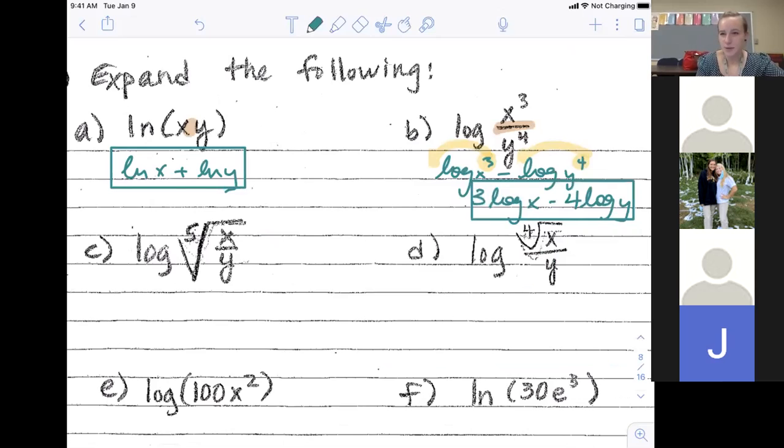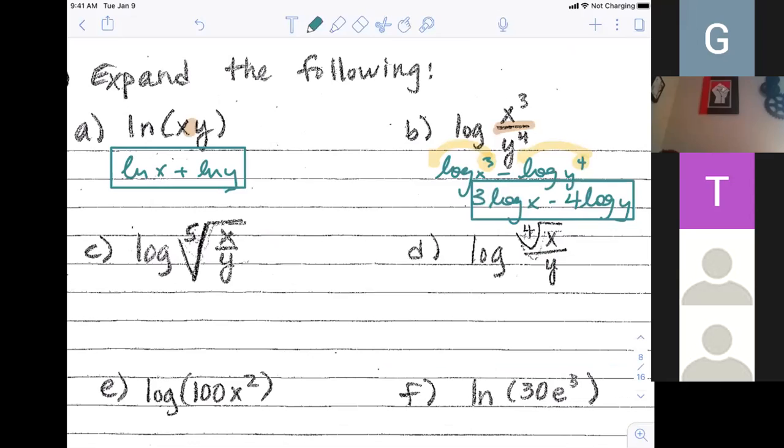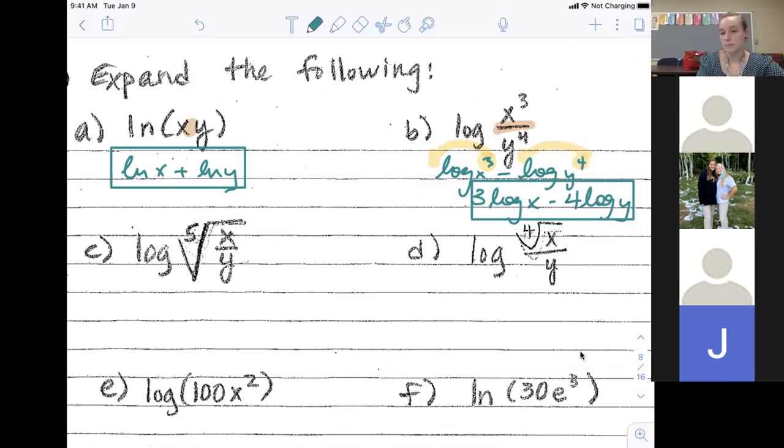Am I moving too fast, or are we doing okay? I cannot see anyone, so I'm assuming we're good. Talk to me if you're not.